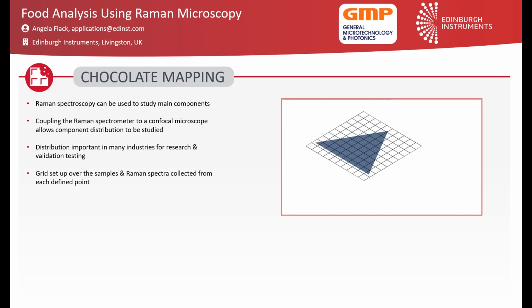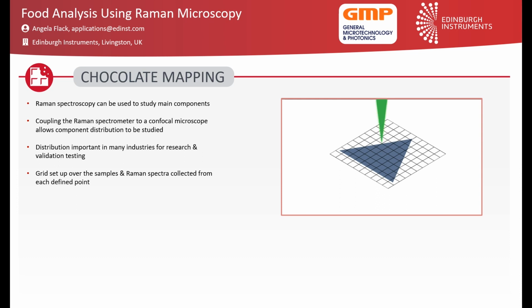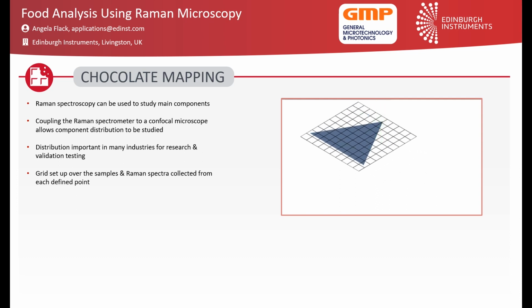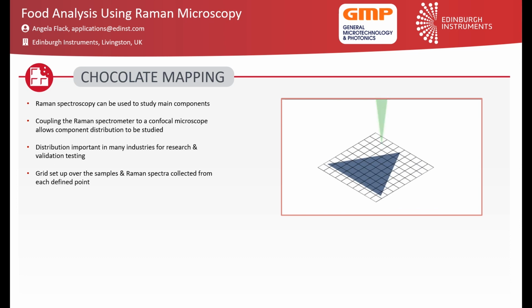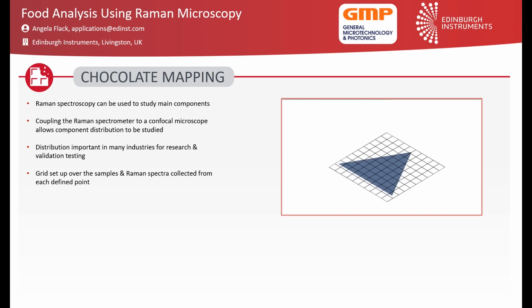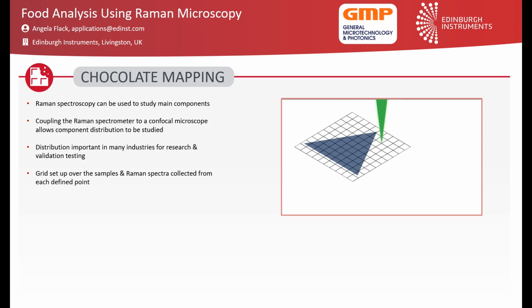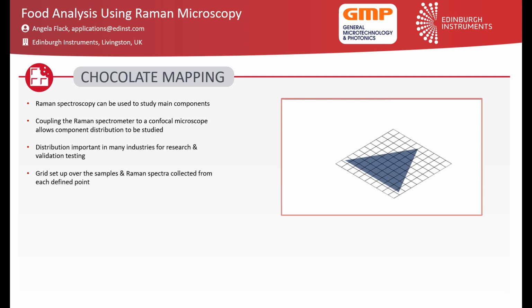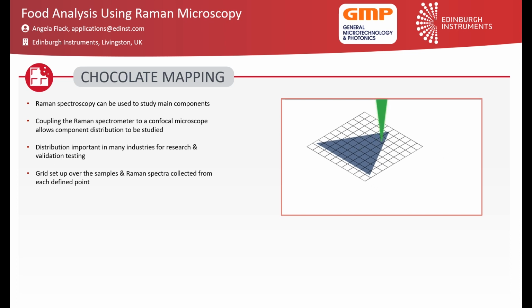In Raman mapping, the sample is visualized underneath a microscope, and a grid is set up over the sample area to be mapped, with the user determining the step size, i.e. how often to take a Raman spectrum. This allows distribution studies, as we can now visually see areas of our sample and what they are. Distribution studies are important in many fields, for example in the pharmaceutical industry, to determine where the active ingredients are.